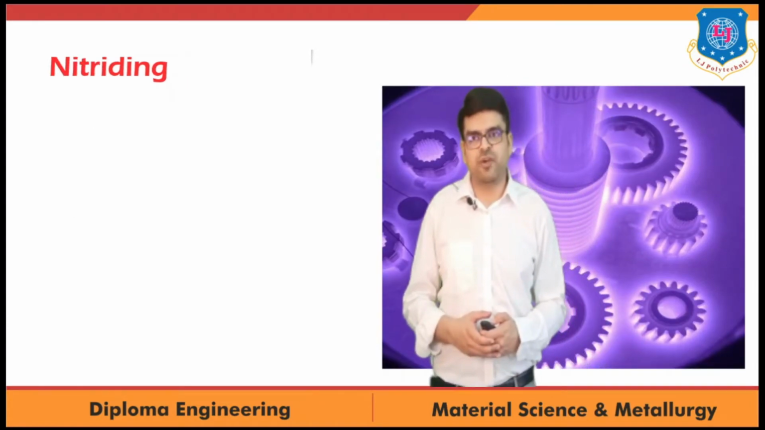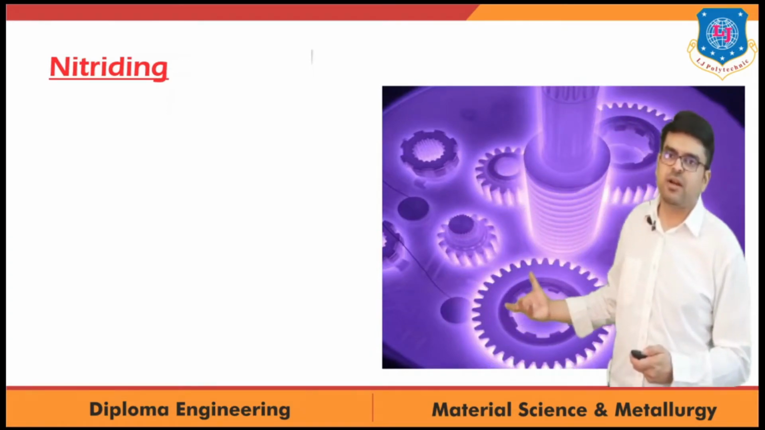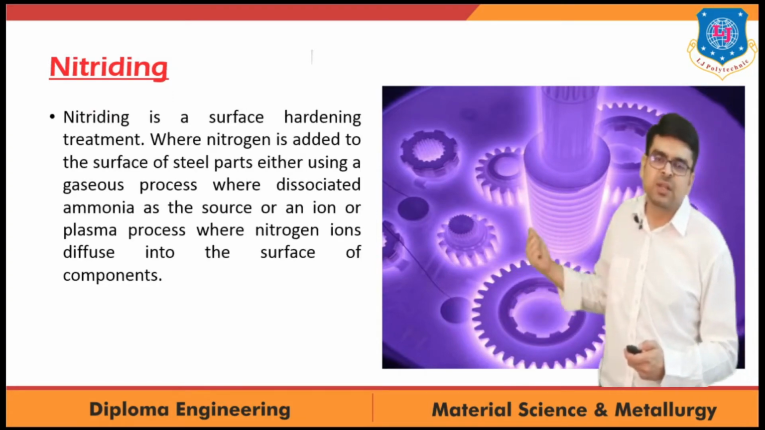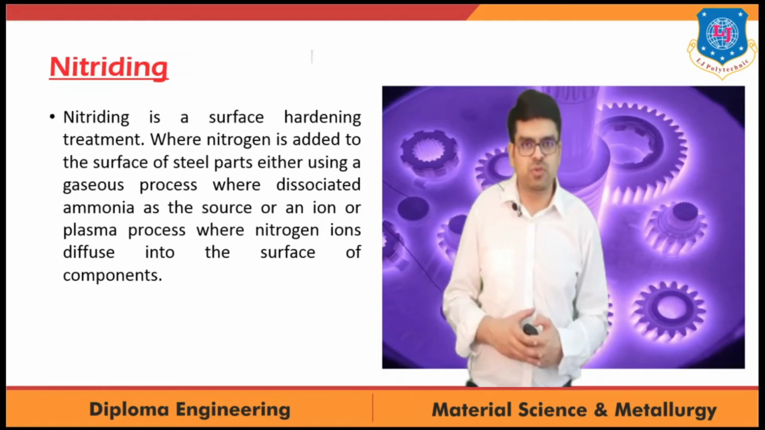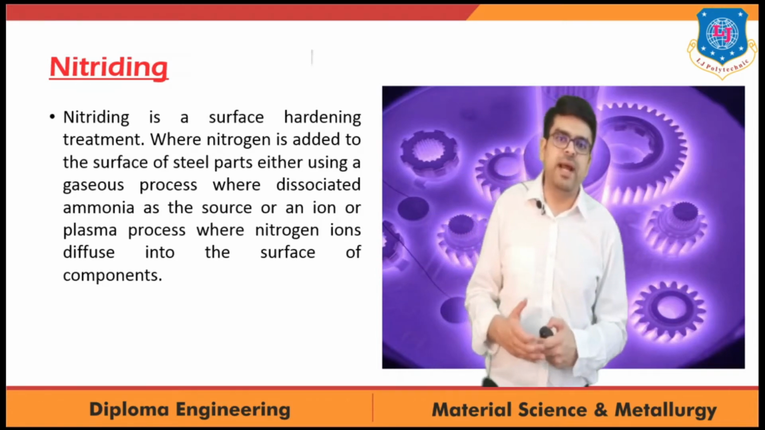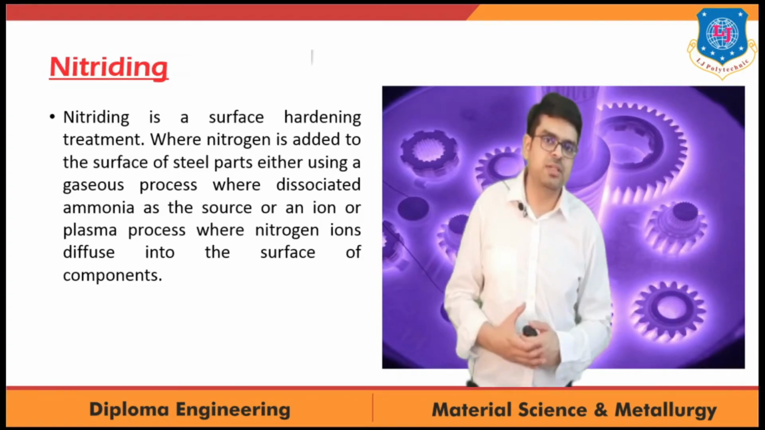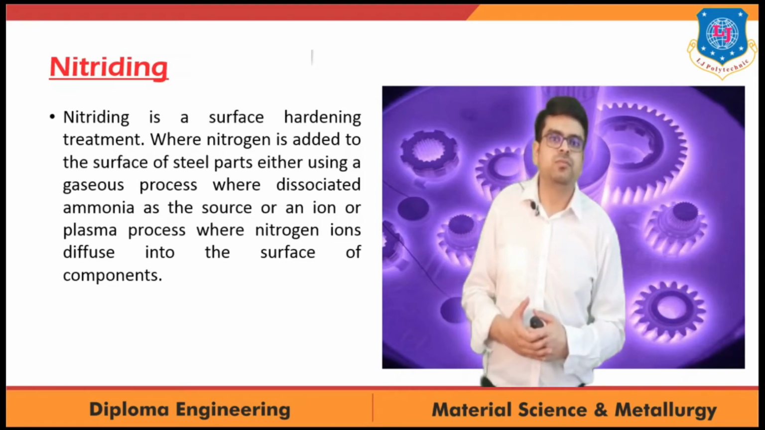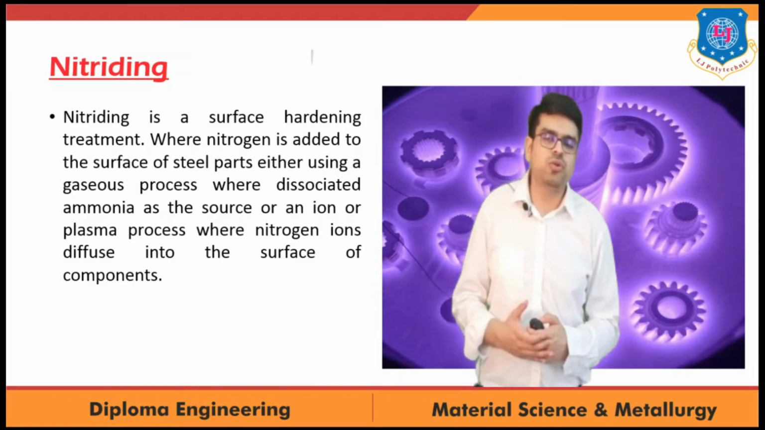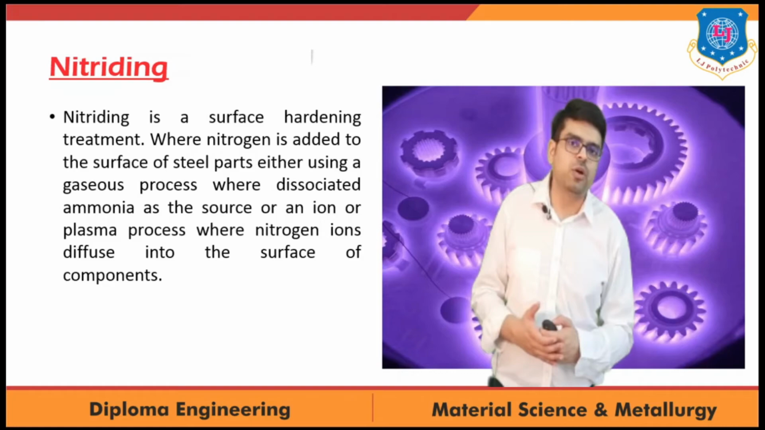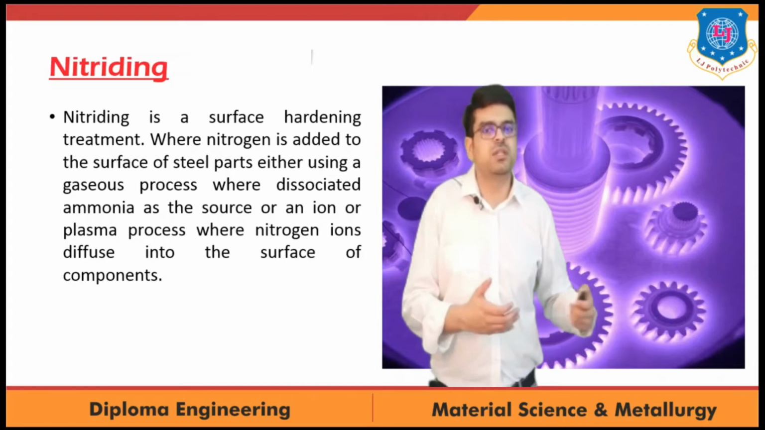Next process is the nitriding process. As you can see in this image, the nitriding process is undergoing. Now what happens in the nitriding process? Nitriding is a surface hardening process where nitrogen is added to the surface of steel parts, either using a gaseous process where dissociated ammonia is the source, or an ion or plasma process where nitrogen ions diffuse into the surface of a component.